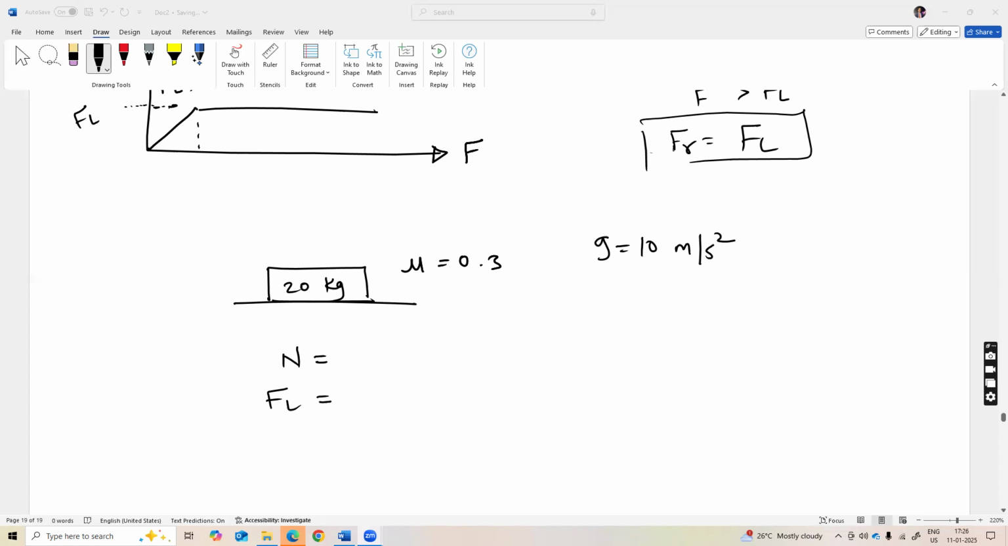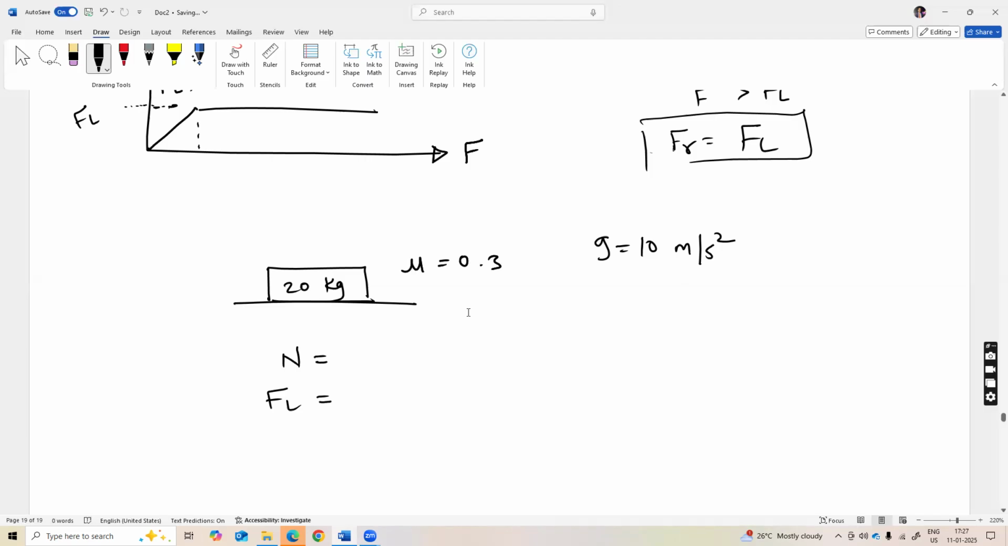Okay, N is 60, N is normal reaction. N is normal reaction, Fl is limiting frictional force. Okay, limiting. One second. Actually, N is normal reaction. Okay, so one second.